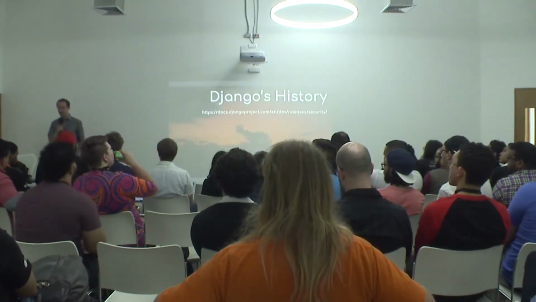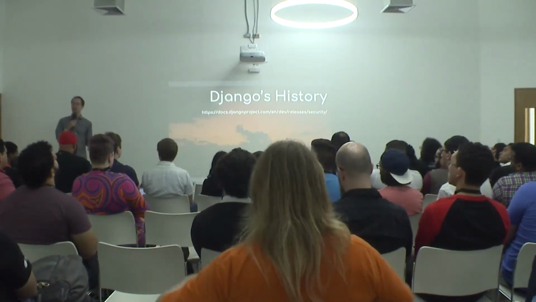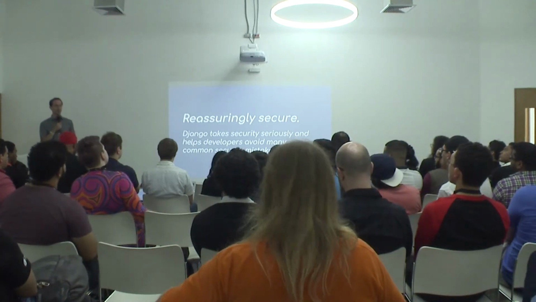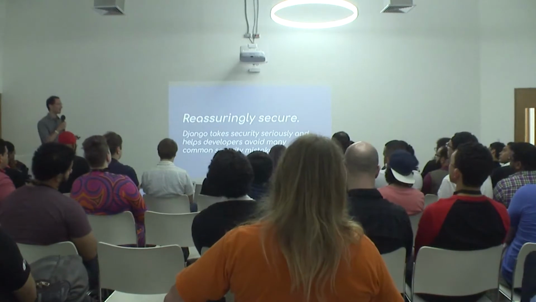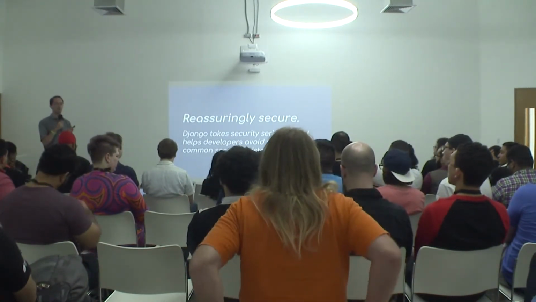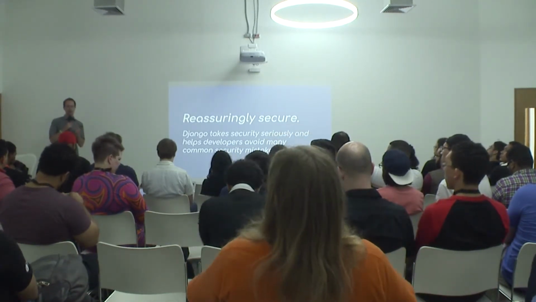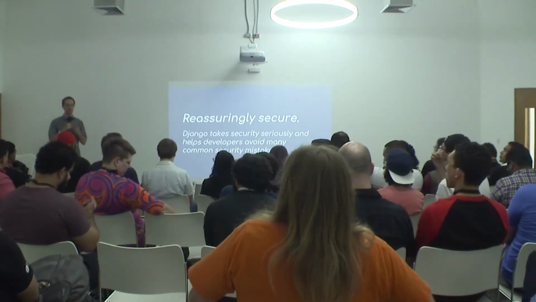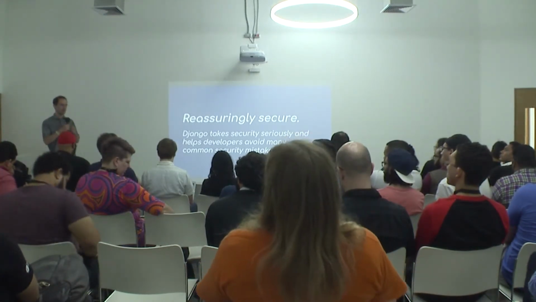So let's look at Django's history a bit, and with that into what kind of security issues there are. First off, when you open the Django project website, you have this sentence: Django takes security seriously and helps developers avoid common security mistakes. And that's what we really try to do when it comes to security. Let us make the mistake so you don't, and we fix the issue for everybody at once.